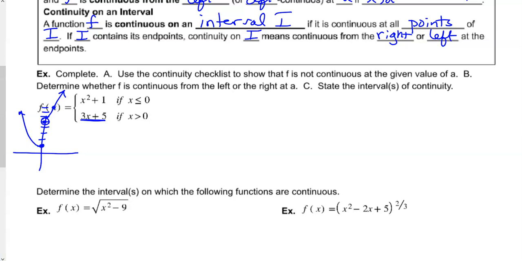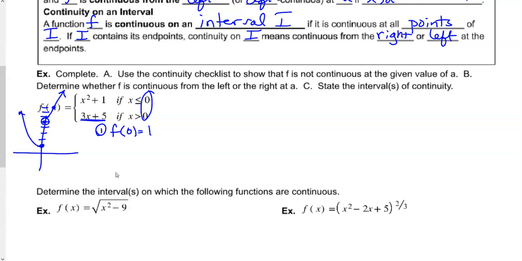So let's determine our checklist. Part 1, let's look around 0. That's the only part that's in question here. So if I look at f of 0, what is that equal to? Well, I go to the equals and I plug 0 in. So 0 squared plus 1 is 1. For my graph, I symbolize that by that solid dot.